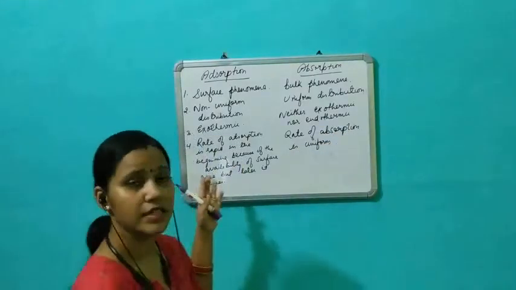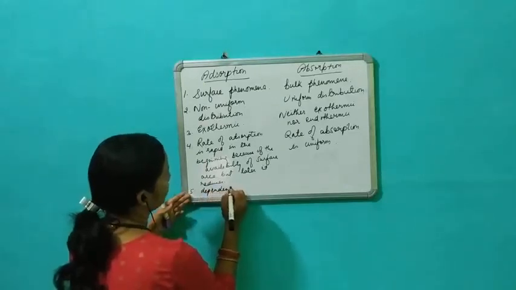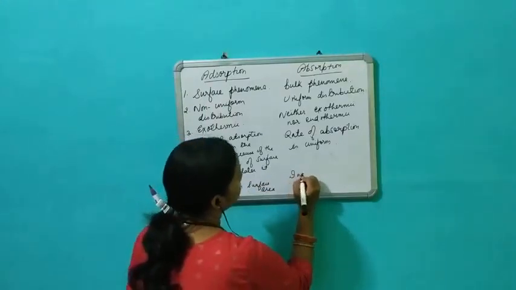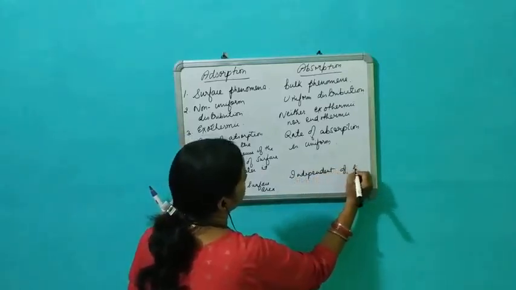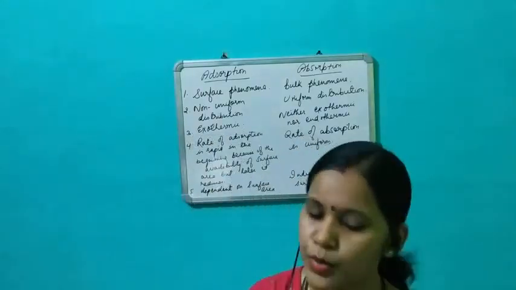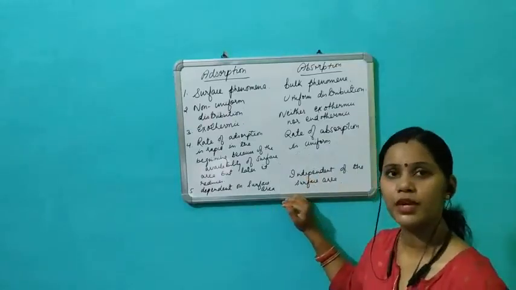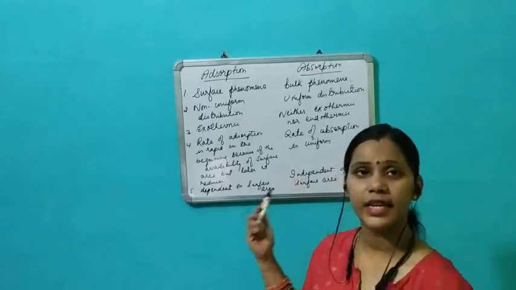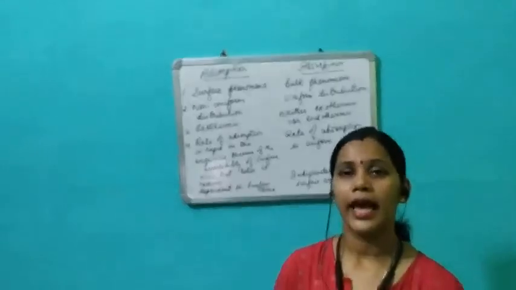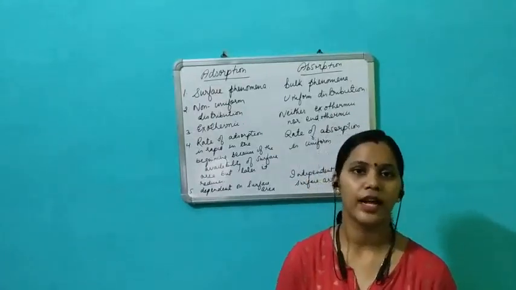Then, is it dependent on surface area? Is it independent? Yes, definitely adsorption is dependent on surface area, whereas absorption is independent of the surface area. So this is the difference between absorption and adsorption. So I hope this much is clear to all of you. So kindly take a screenshot or note it down. And in the next class we are going to talk about desorption and the types of adsorption classified on the basis of the nature of forces that are present between them.